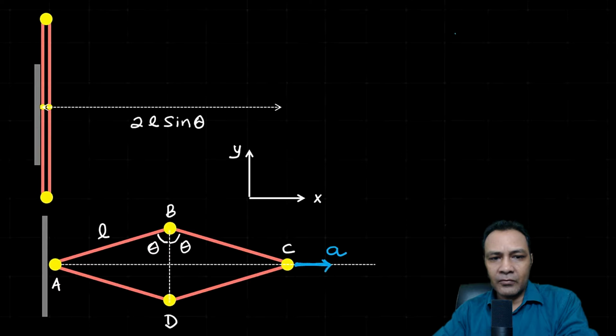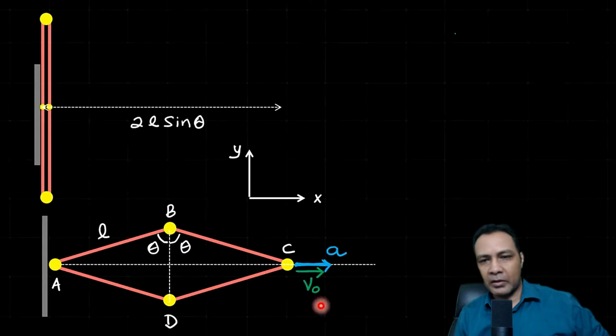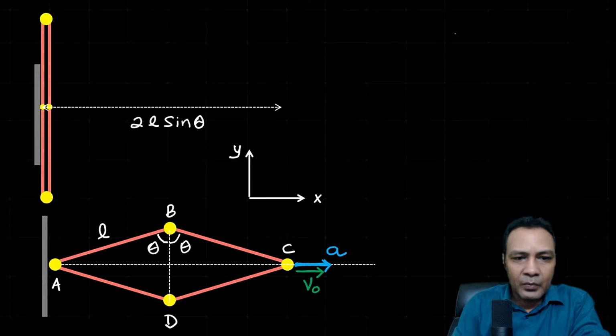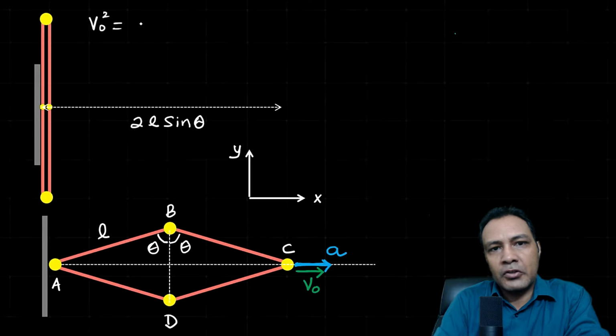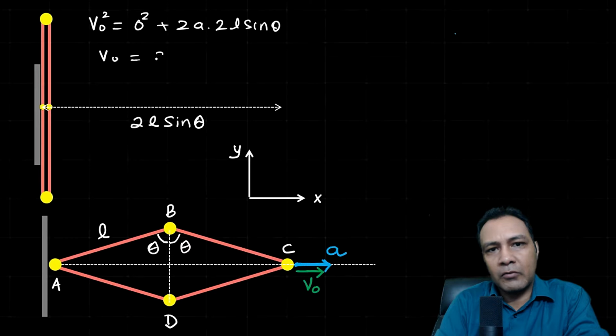So C will get some velocity, and let me assume that velocity is V0, and we can get that velocity by the third equation of motion. So V0 squared is equal to initial velocity 0 squared plus twice acceleration a into 2L sin theta. So V0 would be the square root of that whole thing. That will be 2 times the square root of aL sin theta.